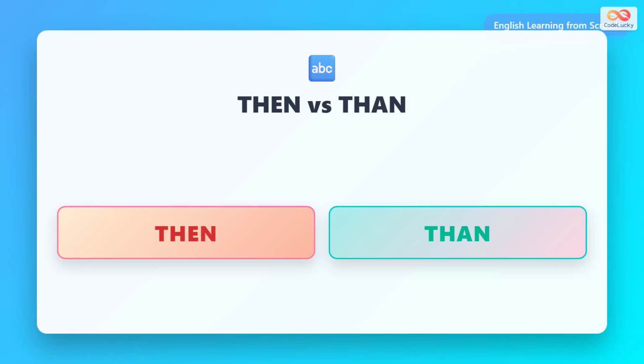Let's start by looking at these two words side by side. On the left, we have then, and on the right, we have than. Notice that they are spelled differently. Then has an E, while than has an A. This small difference in spelling tells us that these words have different meanings and functions in English.